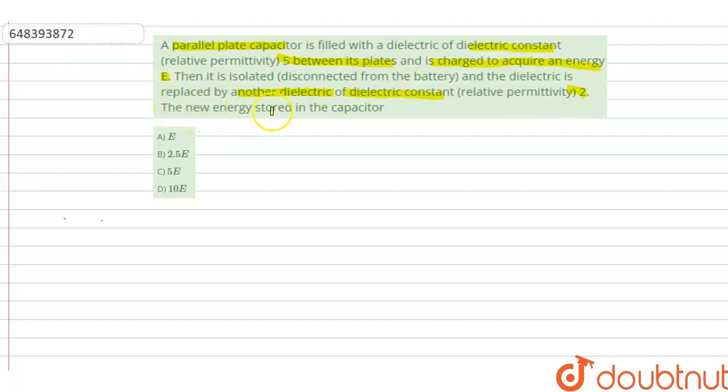So the new energy stored in the capacitor is option A E, option B 2.5 E, option C 5 E, option D 10 E. So now let's solve the problem. So the solution.